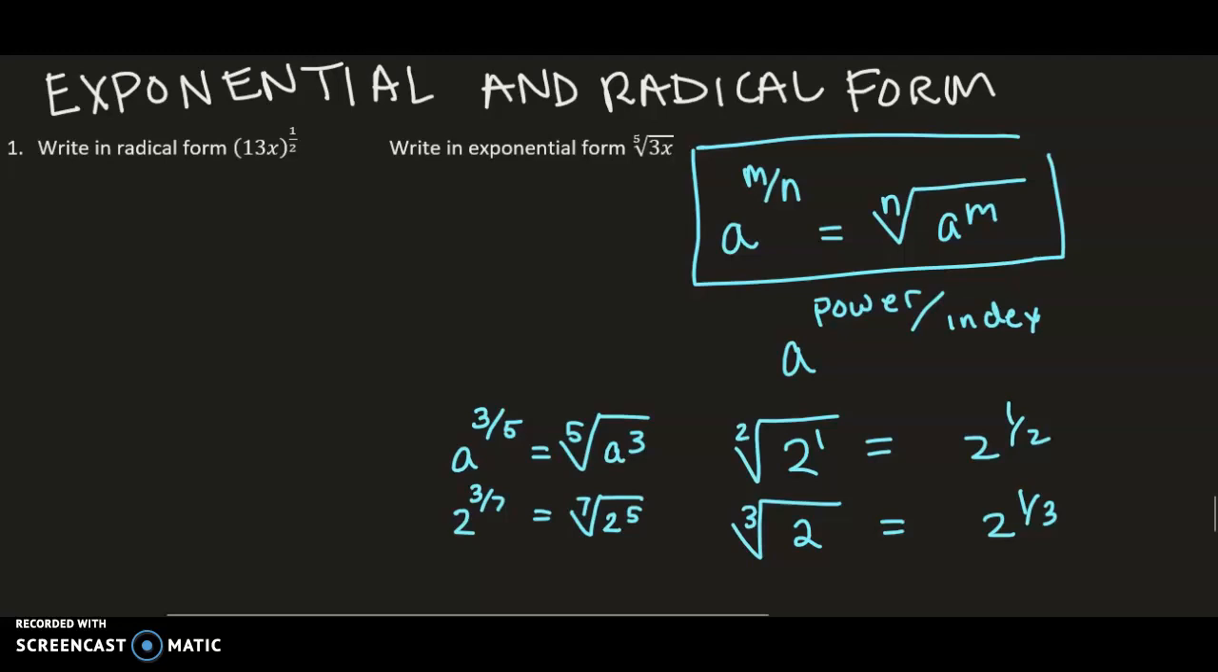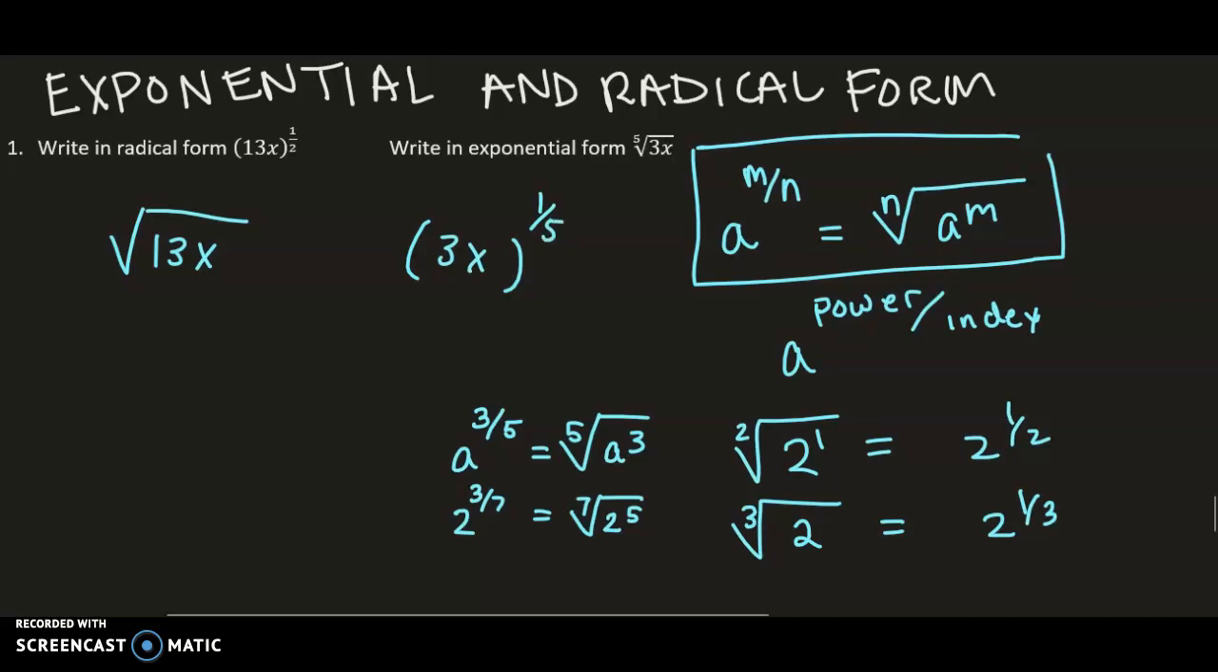So if we want this in radical form, the half power, that's 13x to the 1st power, which you don't have to write, and then with the index of 2, power over index, so it's the square root of 13x. And you know the 13x is underneath the radical because of the parentheses. So on this one they want exponential form, so 3x is in parentheses, and it's raised to the 1 over 5 because it's the 5th root.